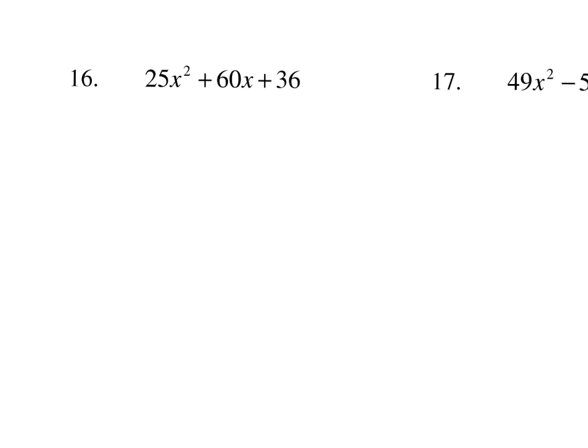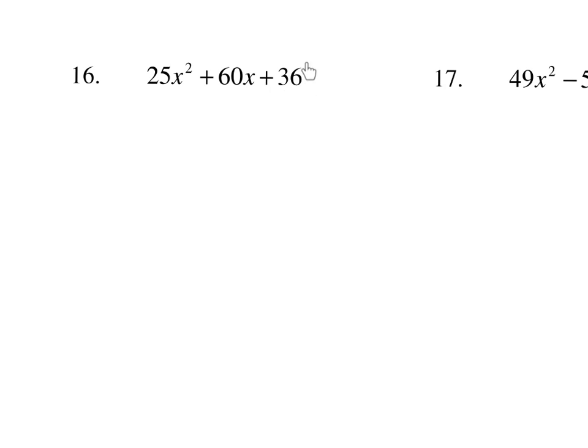Let's try 16. Do we have perfect squares? Yes. Yes. Plus sign. Okay, let's try it. The square root of the first term would be 5x. The square root of the end term would be 6. Check the middle. 5x times 6 is 30x, doubled is 60x. So we're good. We can pull down this middle sign and give it a square, and we're done. This is a 6, by the way.